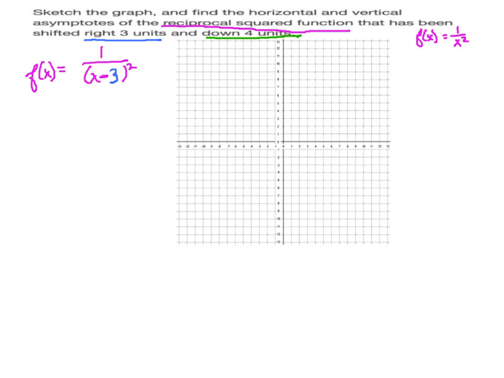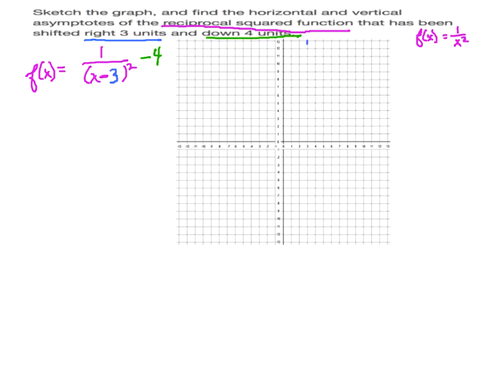f of x equals 1 over x squared. And remember, minus is in the form here. So I needed to shift 3 units to the right. Remember, if it had been left, that would have been x minus negative 3, so that would have been x plus 3 squared. And then I shifted down 4.